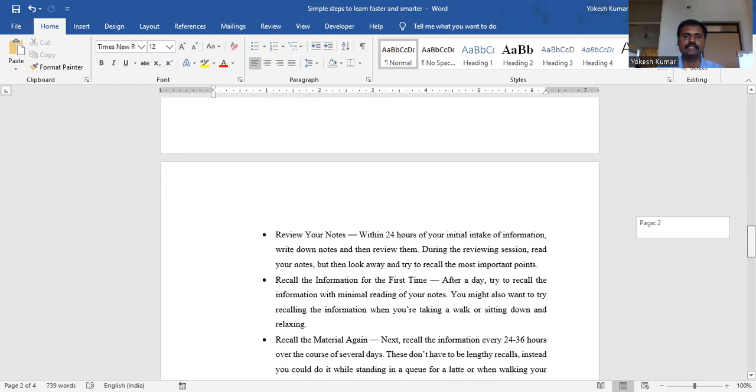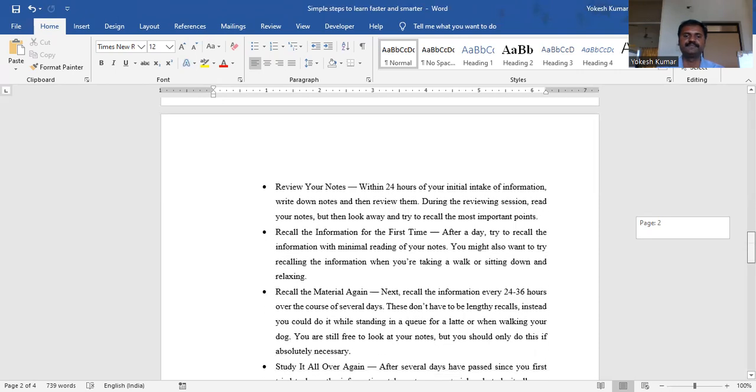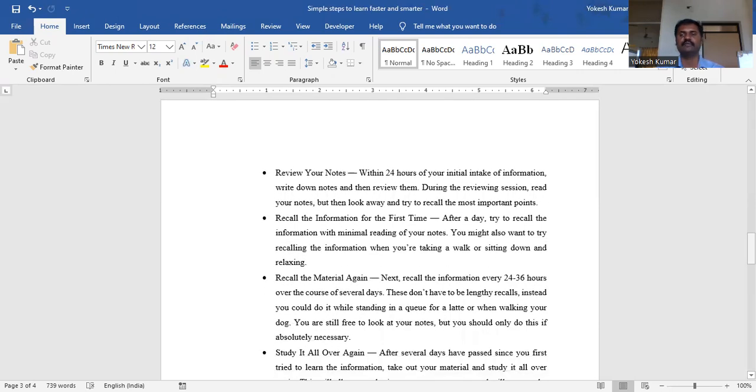So the first thing is review your notes. When you are in a position to observe any lecture or any meeting, you have to review your notes within 24 hours of the initial intake of information. So write down the things you learned in the session or from the meeting. During the reviewing session, read your notes, but then look away and try to recall the most important points.